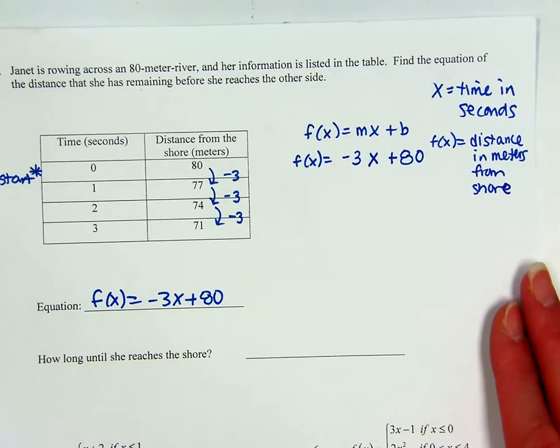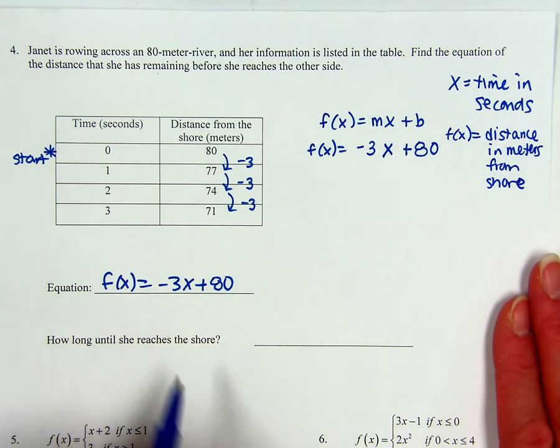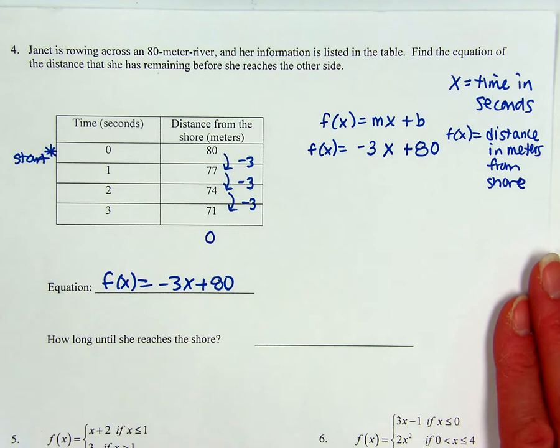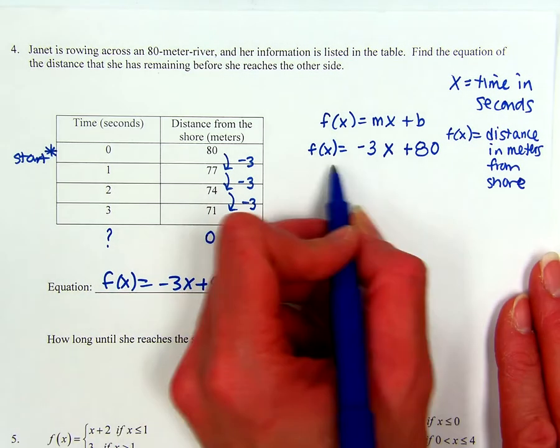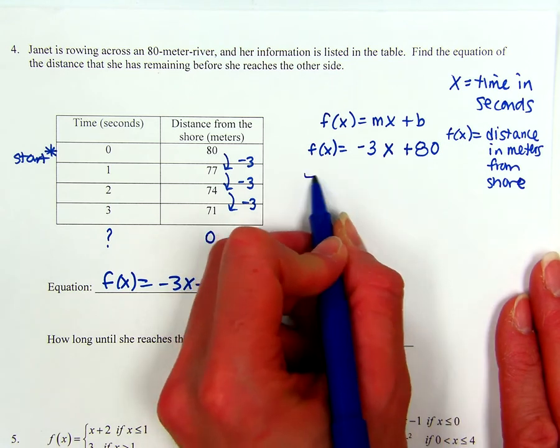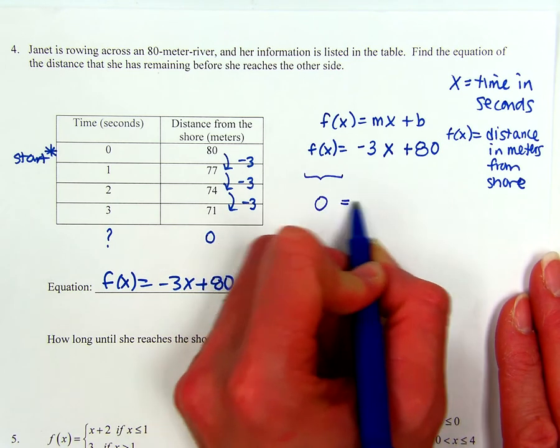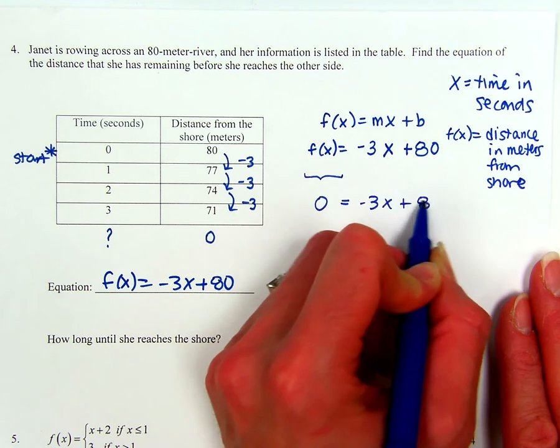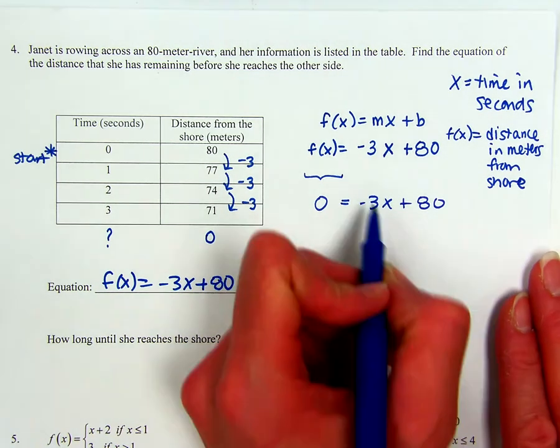Okay, so how long until she reaches the shore? Well, when she reaches the shore, she's going to be 0 meters away. So we need to find out when that is. So here's your f of x. We don't know x. You're going to substitute here and make that 0, and we need to solve. Okay, so 0 equals negative 3x plus 80.